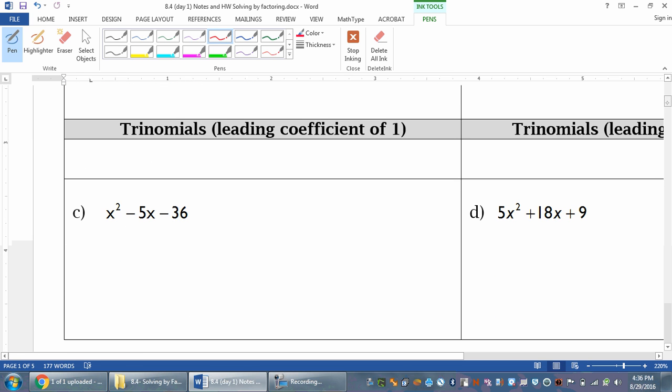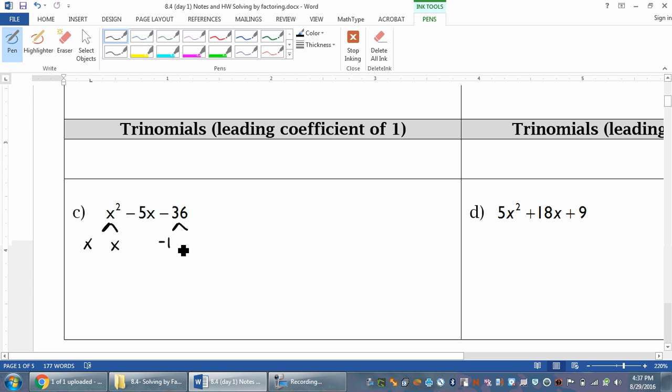Then we move on to factoring trinomials when the leading coefficient is 1. Again, you still always check for a GCF, but if you look at Part C, there's not a single number that can be divisible by all 3 terms. We're going to start by writing what makes x squared. What 2 things multiply to x squared? That is x and x. Now we're going to write down all of the factors of negative 36. Remember, to make a negative number, it will be a positive times a negative.